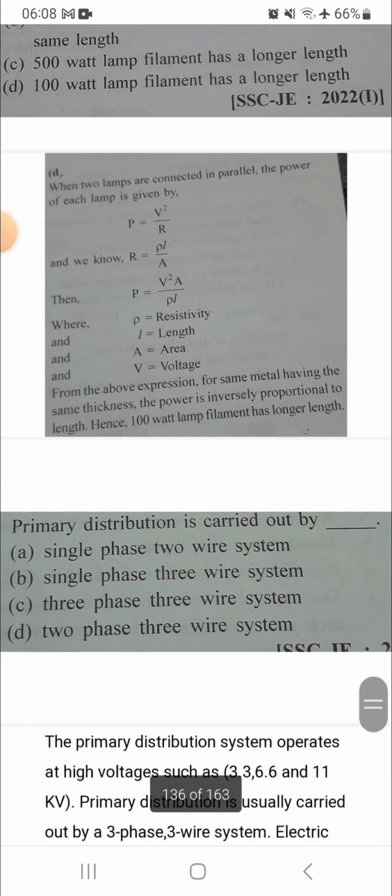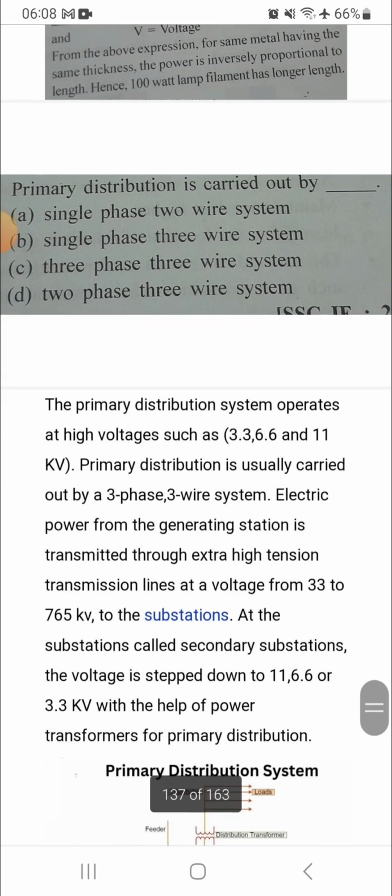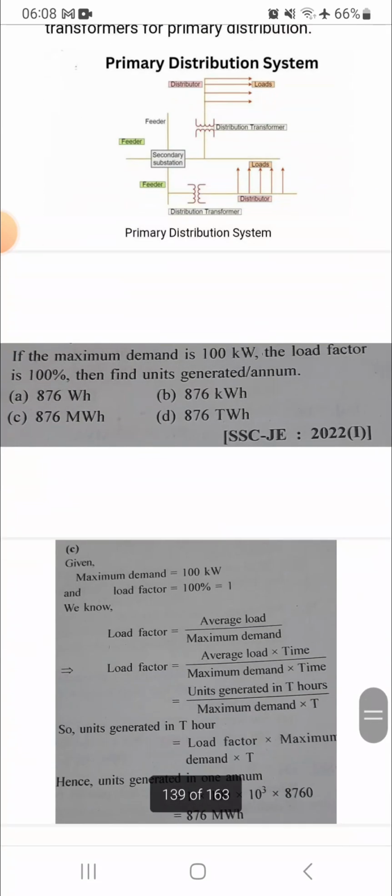Next, primary distribution is carried out by what? 3 phase 3 wire system. The primary distribution system operates at a high voltage such as 3.3, 6.6, 11 kV. Primary distribution is usually carried out by the 3 phase 3 wire system. Option C is the right answer.